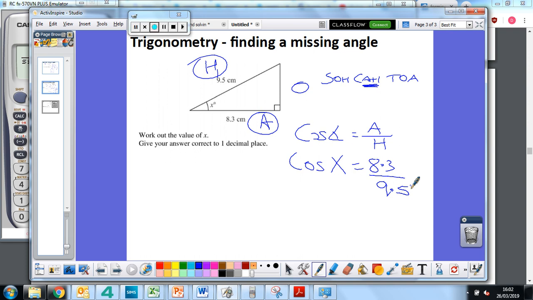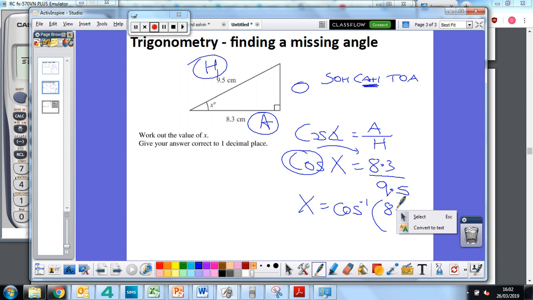To find x, when you're finding an angle, you need to get rid of the cos on this side. If you take that cos from here over to the other side, it does the entire opposite. The entire opposite of cos is something known as the inverse cos. So on your calculator is cos to the -1. And that's what happens when you send it over to the other side.